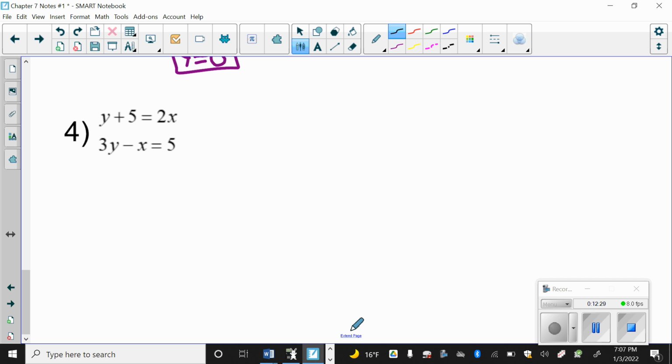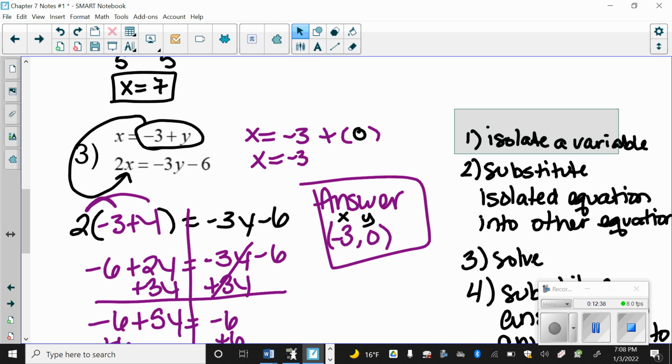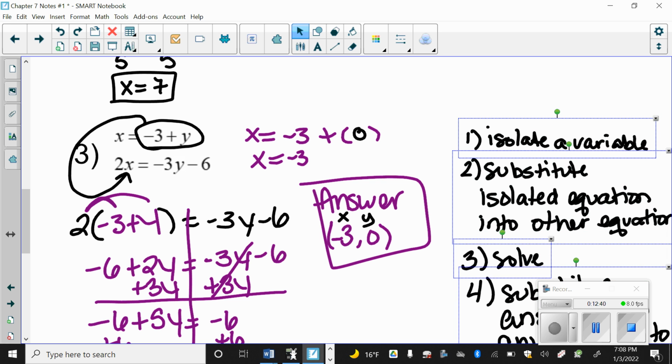And example 4. I'm going to move these down. Again, if you need to pause, rewind, what have you at any point, go back so that you have enough time to write this down, please do so.